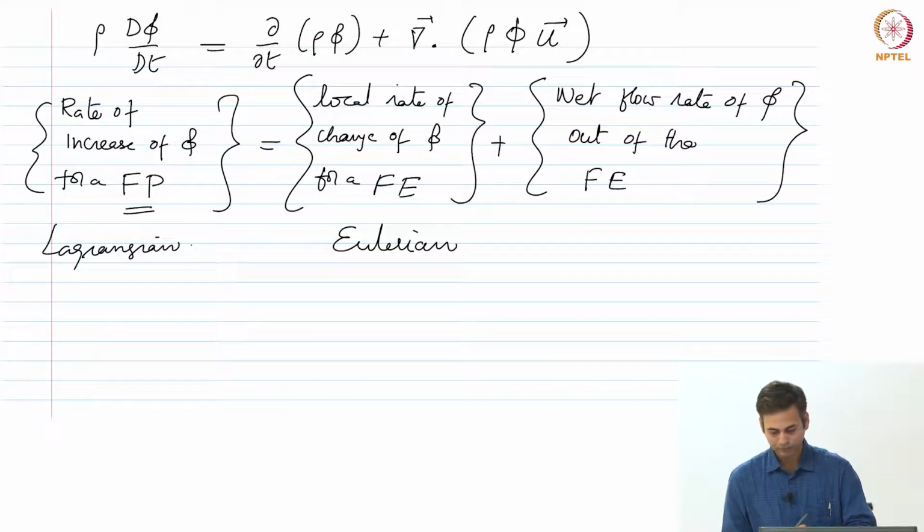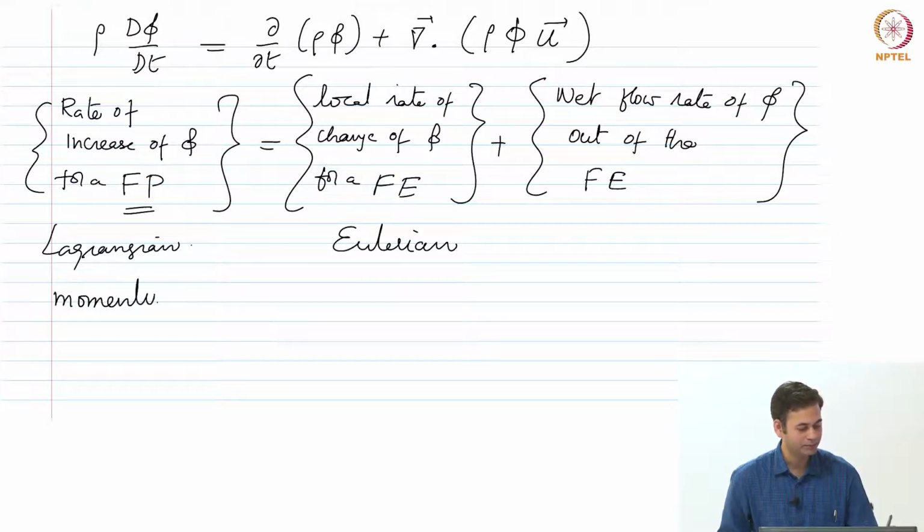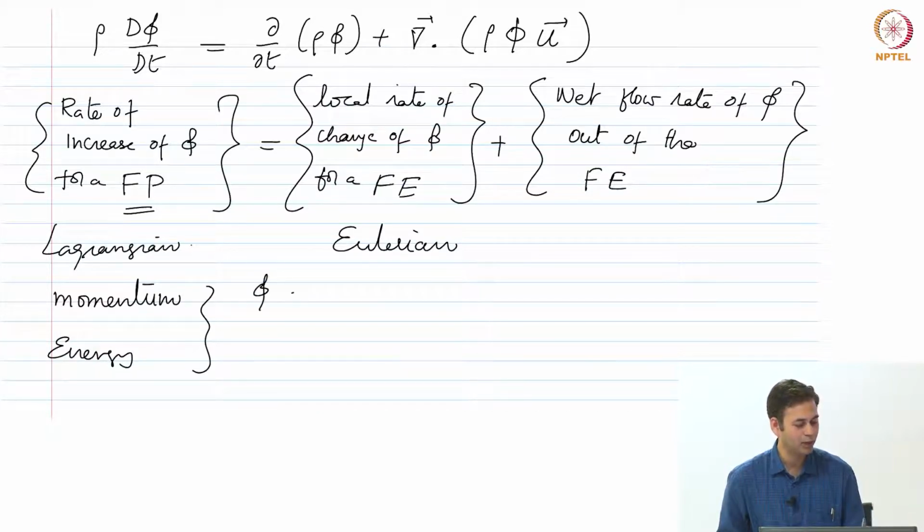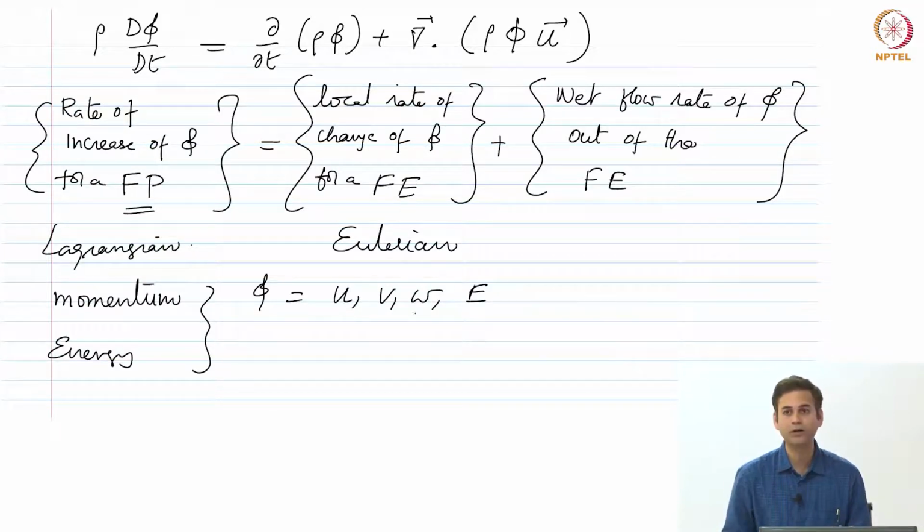Okay. All right. Now that we have derived this expression, it is very easy for us to write the three components of the momentum equation, and the energy equation, by simply changing phi to assume u, v, w and e. Where u, v, w are the three components of the velocity and e is the total energy that is stored in the fluid.